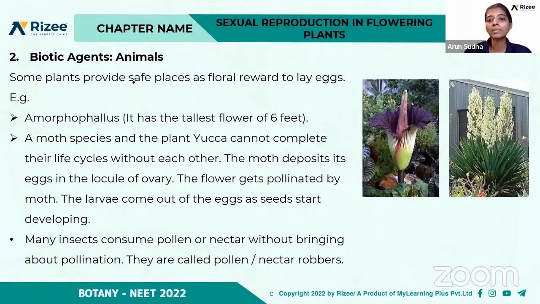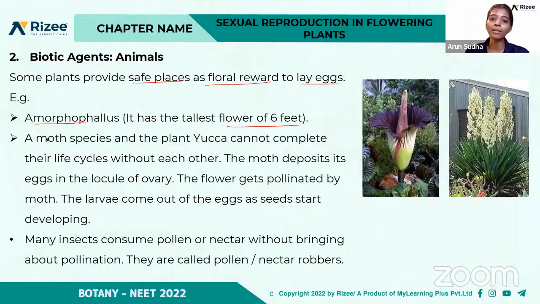So some plants provide safe places as a floral reward for animals to lay eggs. That is, there is a mutual benefit for the animal and also for the plant. An example is Amorphophallus, which has the tallest flower, about 6 feet. It helps the animal to lay its eggs, and that helps in pollination.